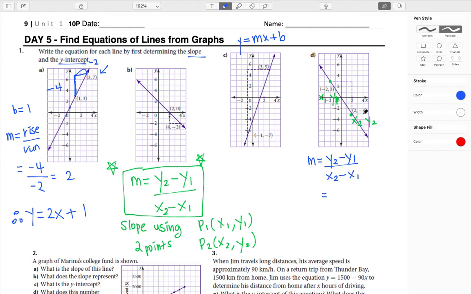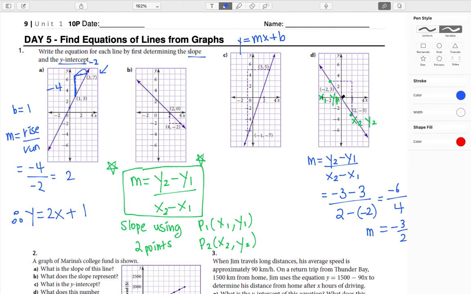So what we need to do is finally plug it in. So y2 is -3 minus y1 is 3 over x2 is 2 minus x1 is -2, so I write the double negative. So -3 minus 3 is -6, and 2, the double negative becomes positive, so it's 4. So when I simplify the slope, m is equal to -3 over 2.